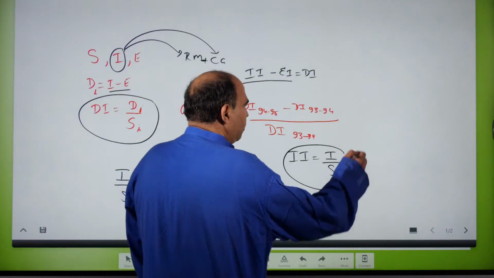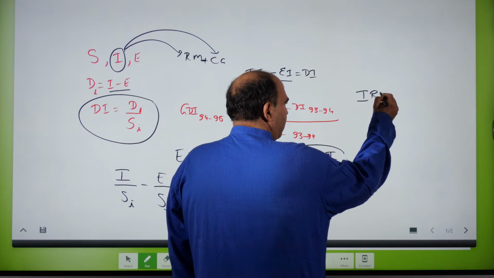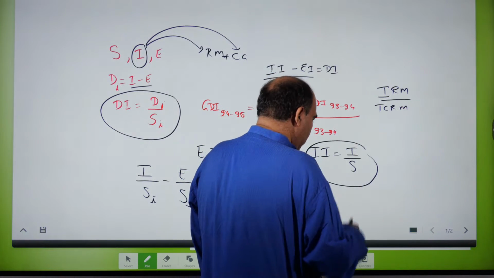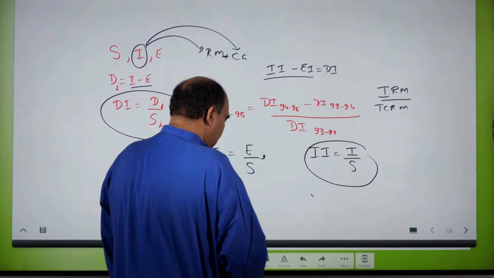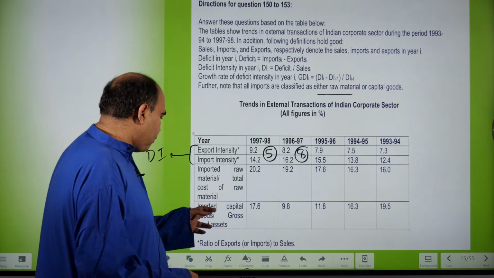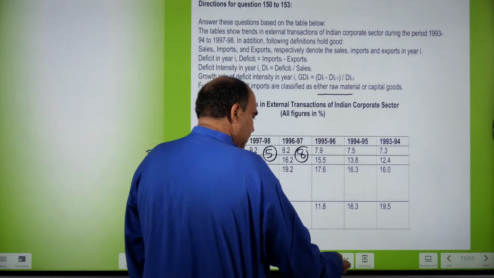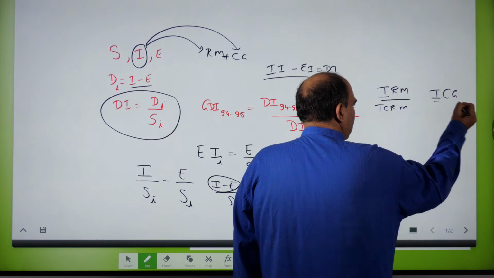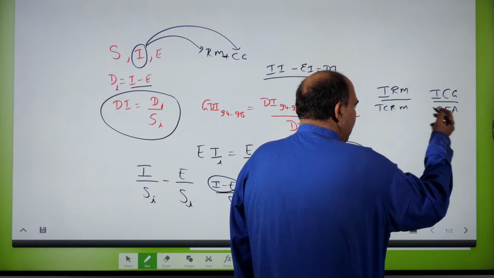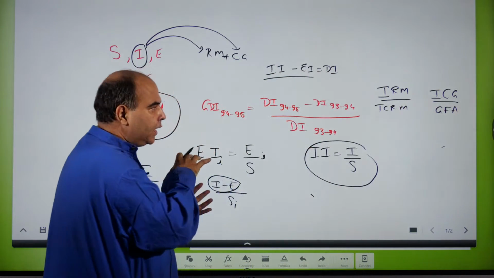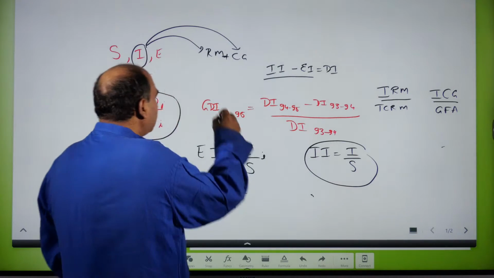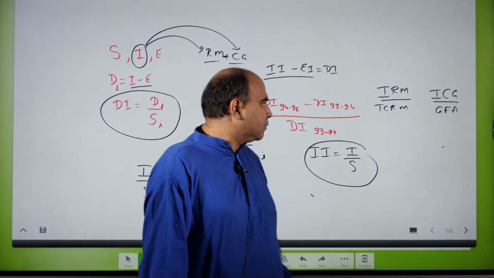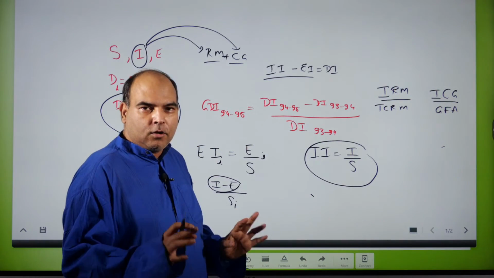The two more variables that are given to you is imported raw material by total cost of raw material. That ratio is given to you. And the other thing given to you is imported capital goods upon gross fixed assets. You are given ICG, imported capital goods upon gross fixed assets. And the only thing that makes sense with this part of the data is that I know that imports are either raw material or capital goods. So I should be able to connect that this plus this is my total imports. But how does the denominators connect? कोई idea भी नहीं है.